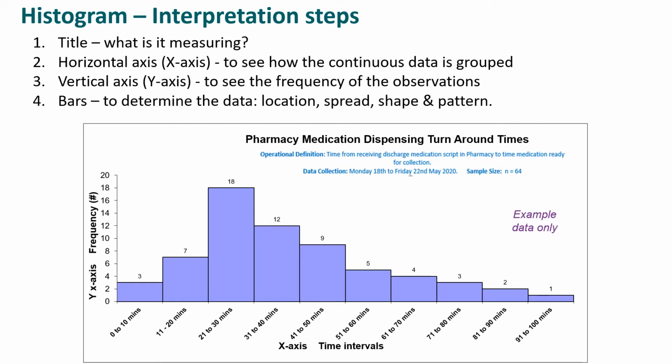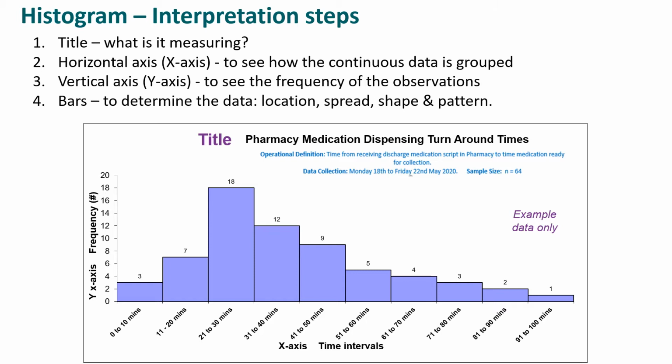There are 4 main steps in interpreting a histogram. The first thing to do is to look at the title of the histogram. In this instance, we're looking at pharmacy medication dispense turnaround times. And we're lucky in this example because they've actually stated the operational definition of what they were measuring, which is the time from receiving a discharge medication script in a pharmacy to the time the medication was ready for collection. This audit was done over 5 days, and the sample size is 64 observations or cases, which is great because we want over 30 observations.